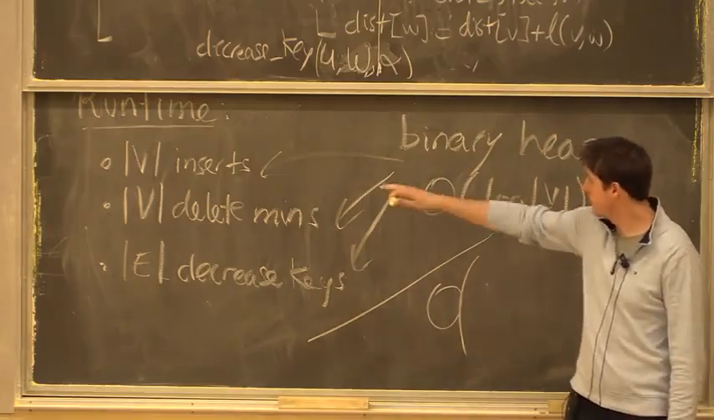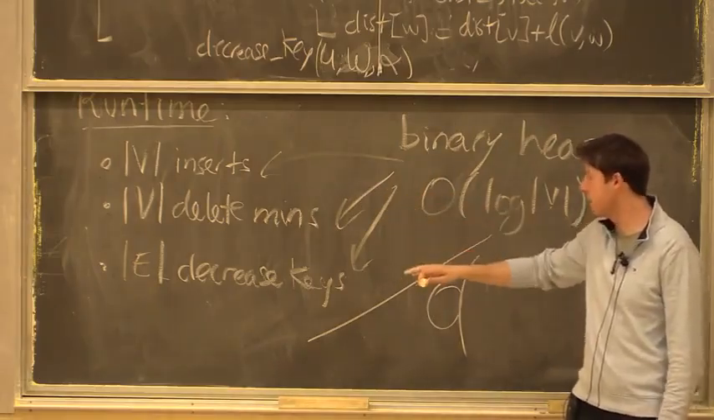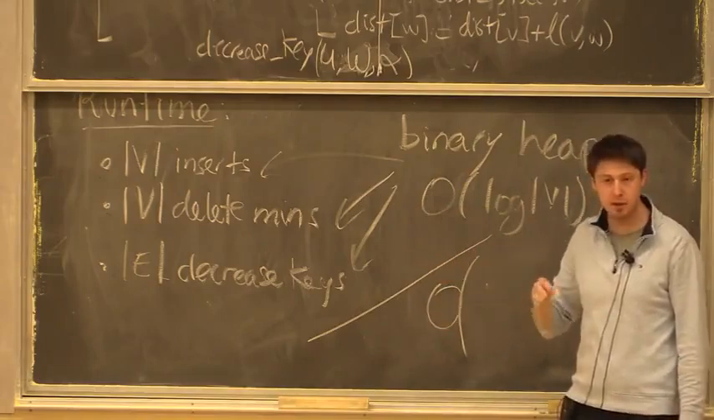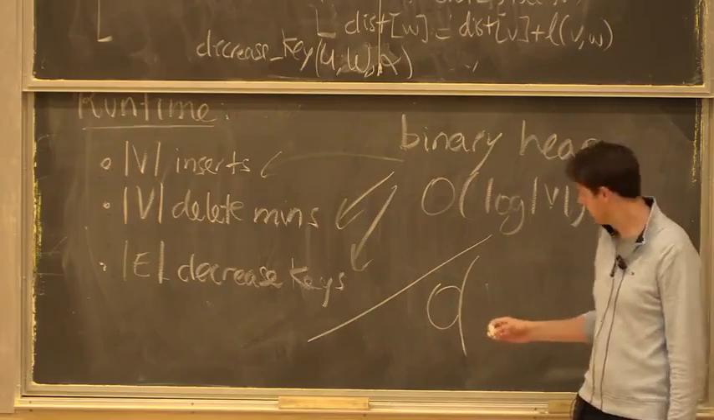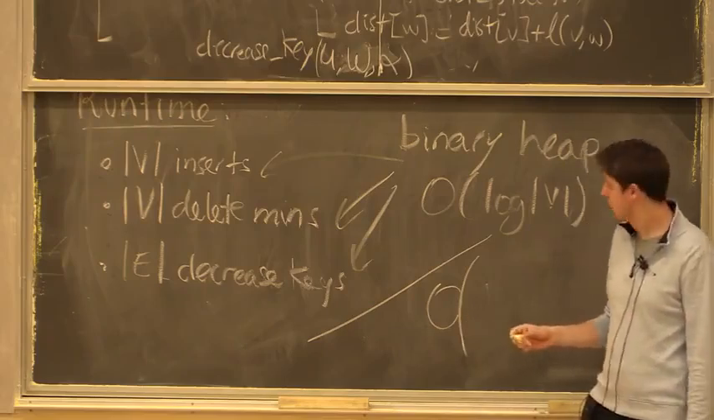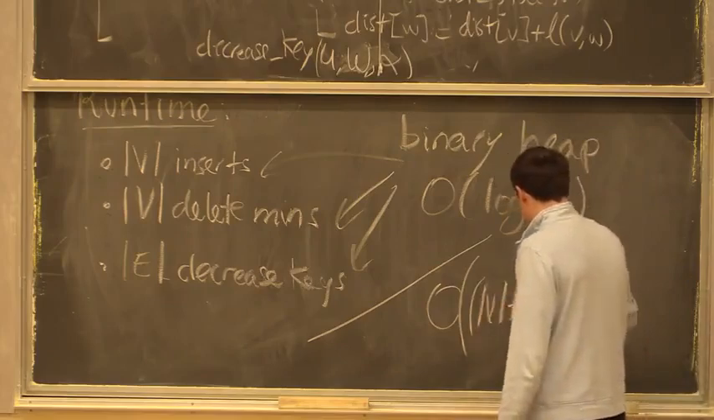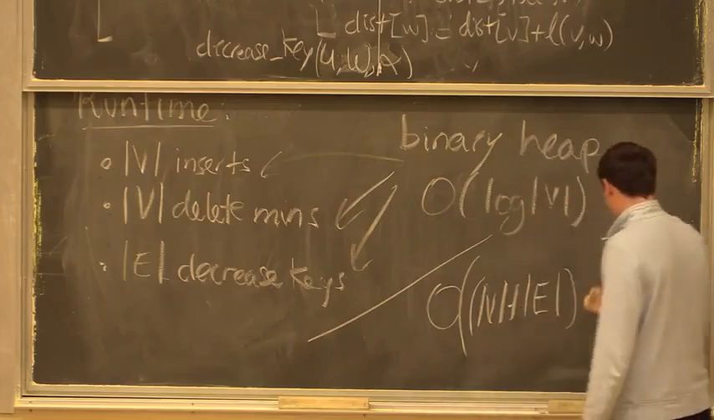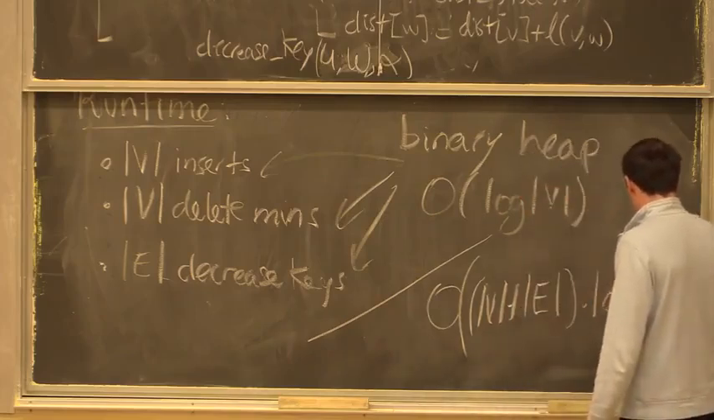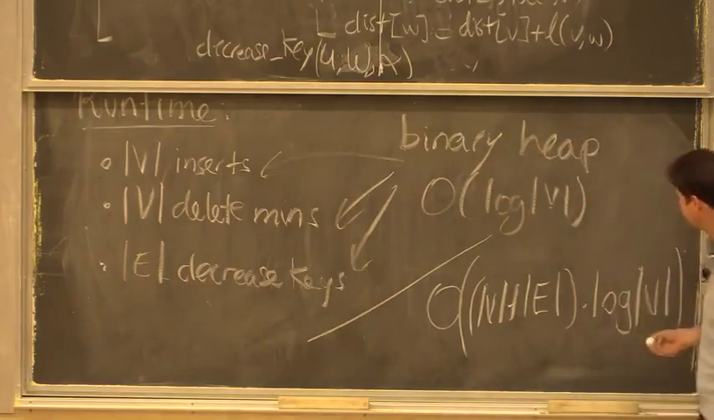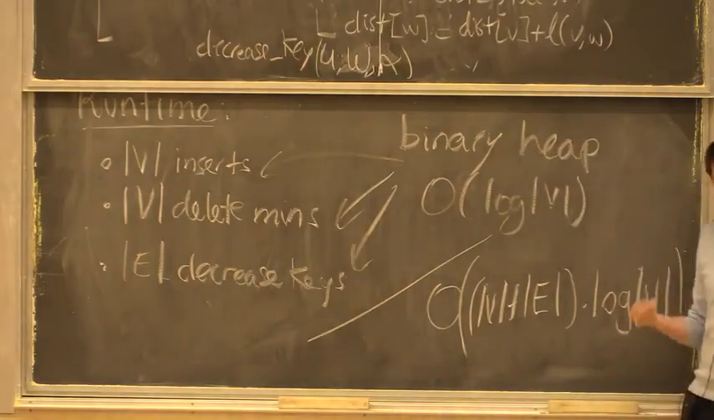So we have V inserts, V delete-mins, E decrease-keys, and each of these costs log V. So we're going to have (V plus E) times log V. Okay? So it is not quite linear time, like BFS. It is a little bit slower.